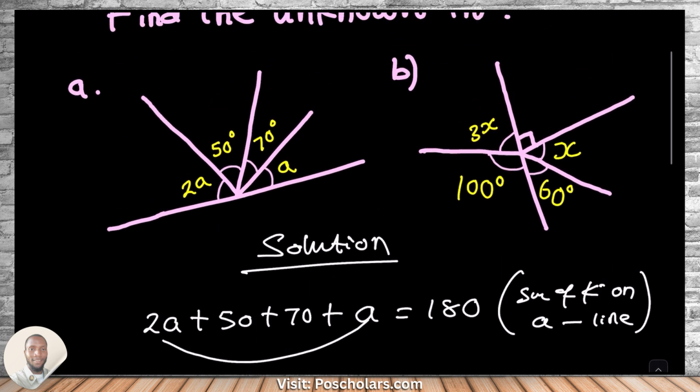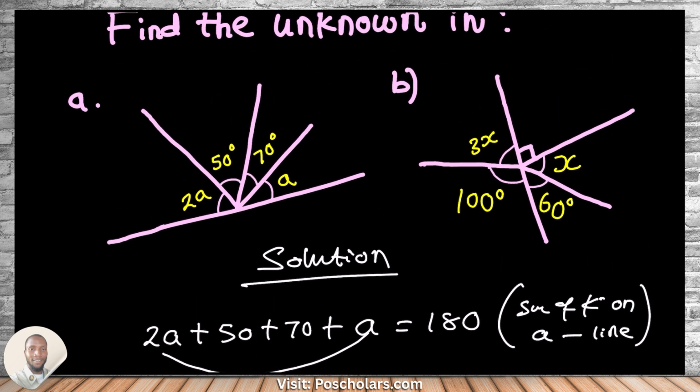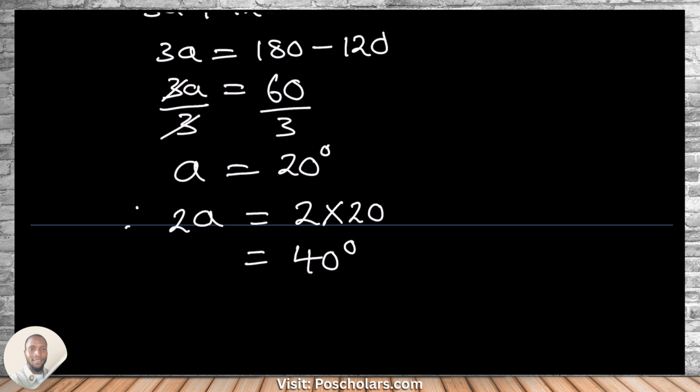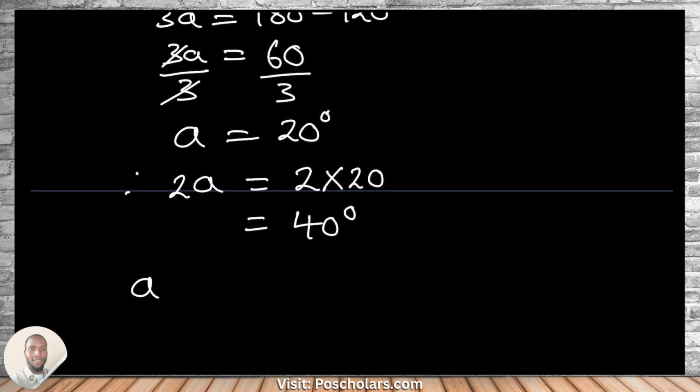Now we have found the first unknown. So this one, a, is equal to what? 20 degrees. But we are also asked to find the value of 2a. So if a is equal to 20 degrees, therefore 2a will be equal to 2 times, we already know the value of a. a is 20. That's 2 times 20. 2a equals 40 degrees. So we can present our answer by saying a equals 20 degrees and 2a equals 40 degrees.